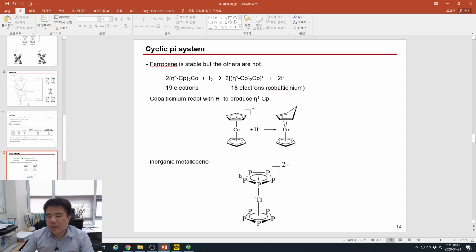Okay, and there are different types of metallocene, not composed of carbon, but composed of phosphorus. Because there is no carbon, we call it inorganic metallocene.